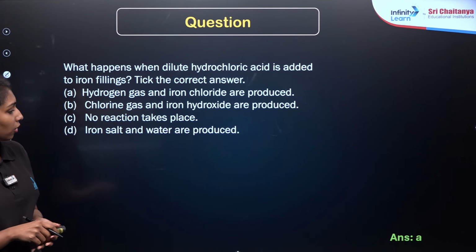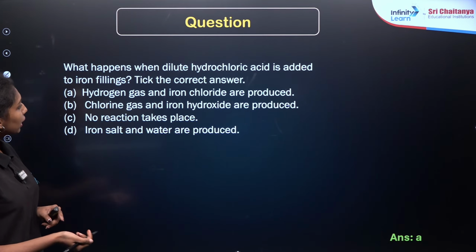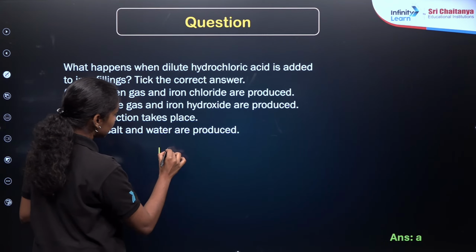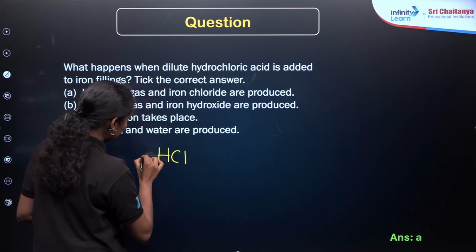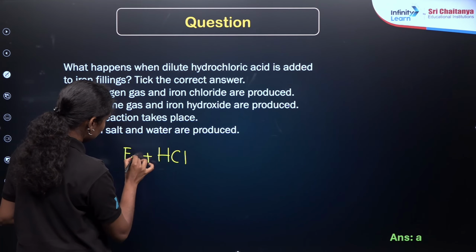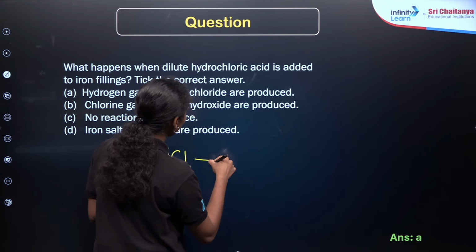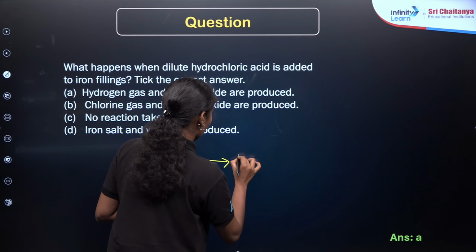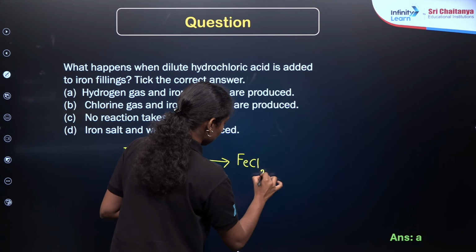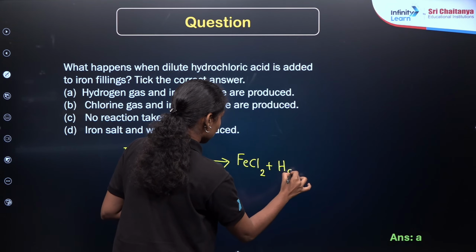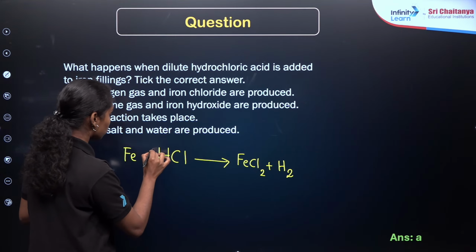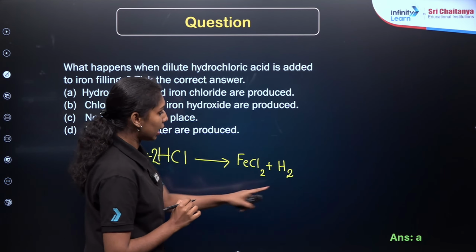Hydrogen gas and iron chloride are produced. So what will be the chemical reaction here? Dilute hydrochloric acid means HCl. Iron filings means simply iron metal. It will produce hydrogen gas plus iron chloride, FeCl2, plus hydrogen gas. So what will be the balanced equation? Fe plus 2 HCl gives FeCl2 plus hydrogen, right?